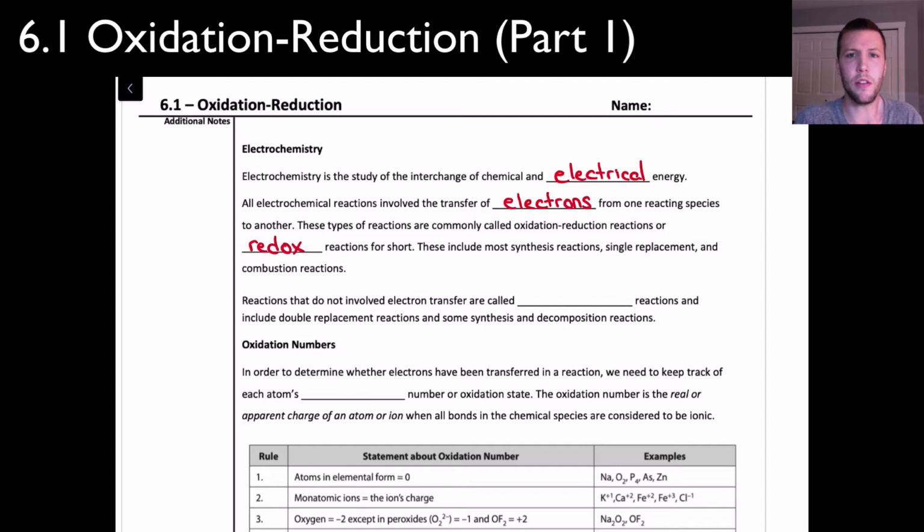These include synthesis reactions, single replacement reactions, and combustion reactions. So you're familiar with a lot of these reaction types already. We're going to take a look at them from a new perspective by keeping track of how the electrons are transferred in these types of reactions. Not all reactions involve the transfer of electrons. These are called metathesis reactions, and they include double replacement reactions, and some synthesis and decomposition reactions also fall into this category.